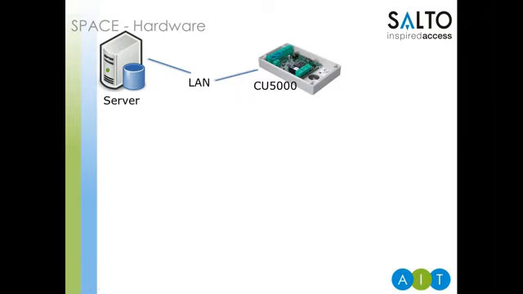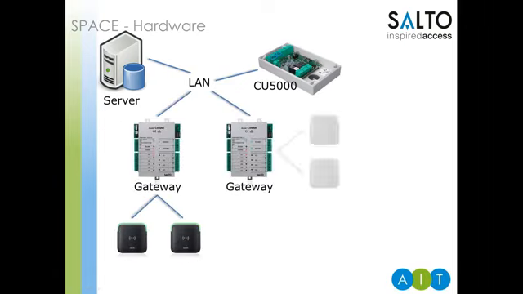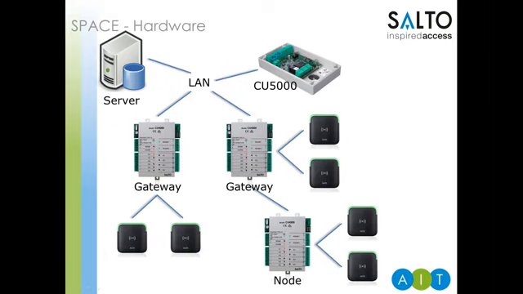But here's our traditional setup. We've got a server connected to the network, and then we've got a control unit that's also connected to the network. What you can now do is, with the gateways, exactly the same. We can have 2 wall readers connected to a gateway, but we can then also piggyback nodes onto these to give additional doors from a single network connection.